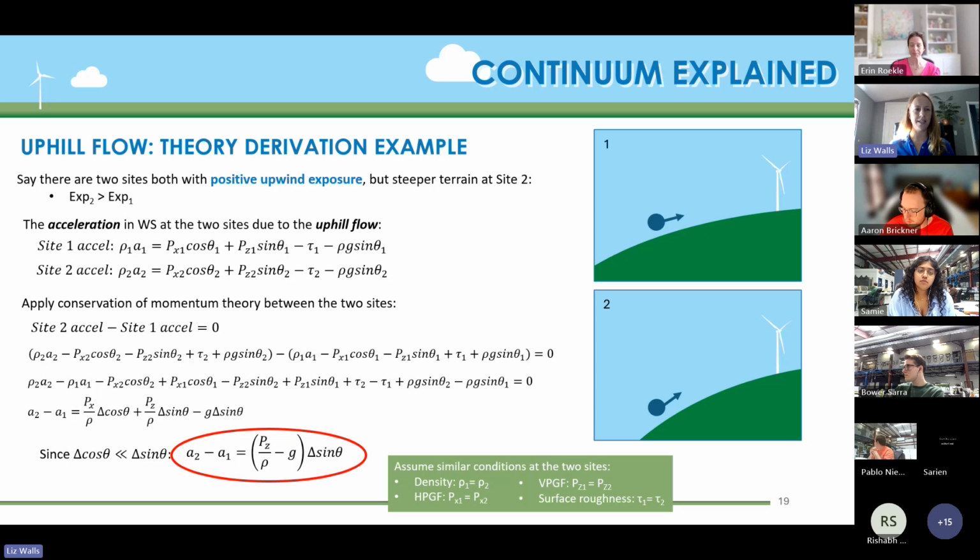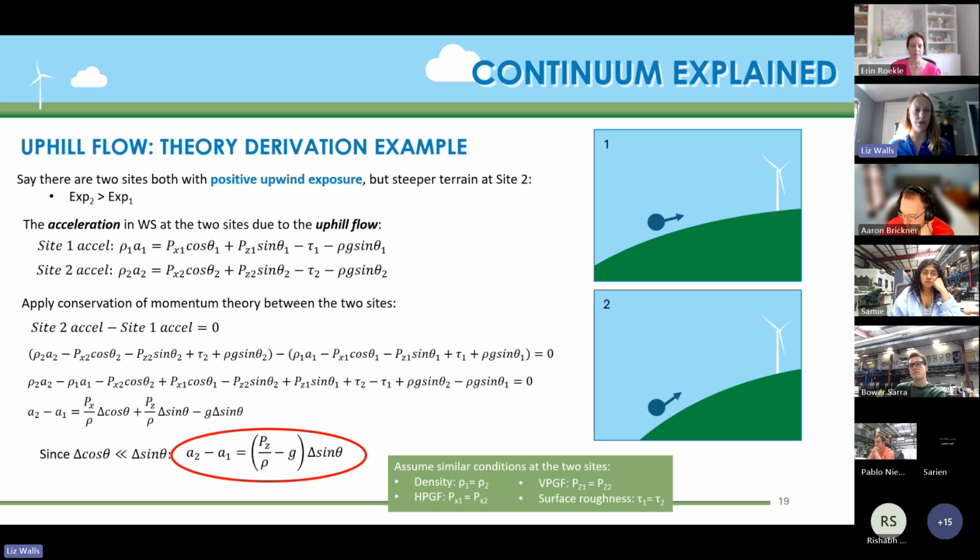If we take a look at the acceleration at both of these sites due to the uphill flow, it's a very similar approach to what we looked at for the downhill flow. So we have the sum of the forces acting on site 1 and site 2: pressure gradient forces acting with the flow, shear and gravity acting against it. We're going to apply the conservation of momentum. So we're going to subtract the two equations, acceleration at site 2 minus site 1, and expand that equation out.